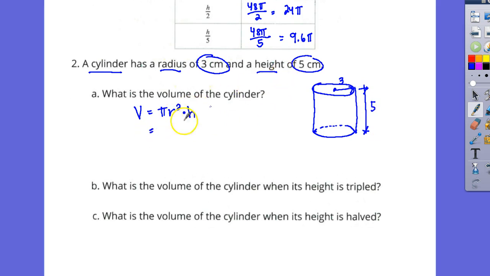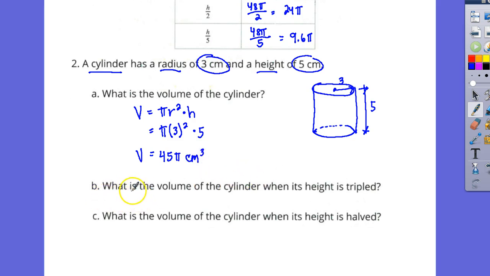And then let's plug in what we know. So pi, the radius is 3, so we will square that, times the height of 5. When you simplify this, 3 squared is 9, times 5. 9 times 5 is 45, times pi. So the volume is 45 pi cubic centimeters.